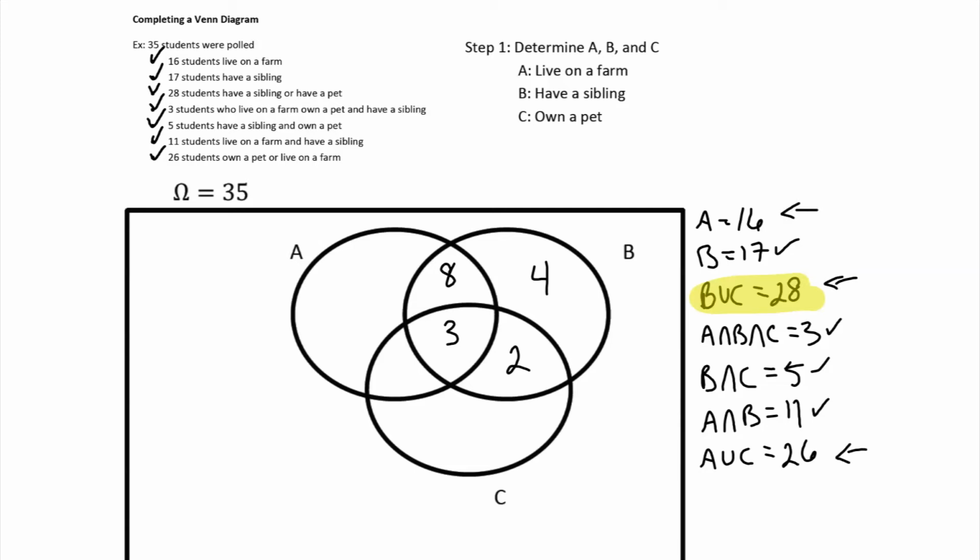The A being equal to 16, the B union C, and the A union C. Somehow we have to use those 3 pieces of information to figure out what's left in these 3 spots. To do this, we actually get back to using some of the algebra we've used previously. I'm going to define each of these spaces to be a variable, x, y, and z.